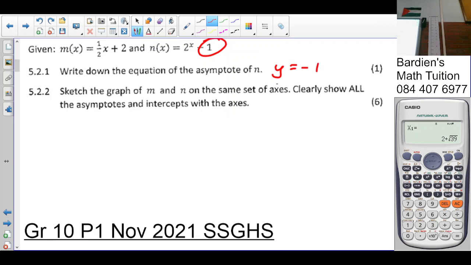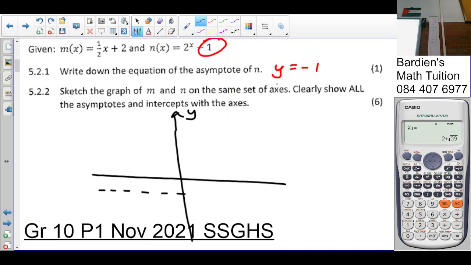Then it says sketch the graphs of m and n on the same set of axes. Clearly show all asymptotes and intercepts with the axes. So I'm going to start off with the graph of n of x. Firstly, we're going to have an asymptote at y is equal to -1. So what do we do then?